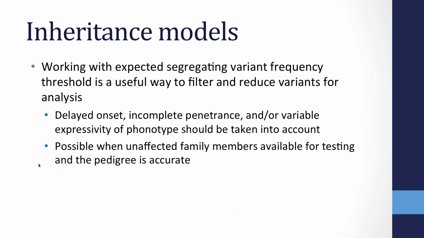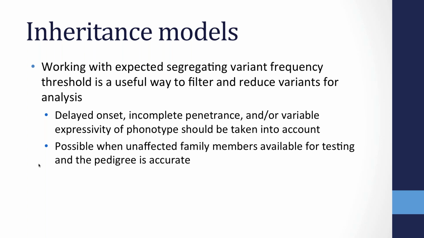One of the things to always think about is segregation, and that is, if you have a variant that you're interested in, does it segregate appropriately within the family? Working with segregating variant frequency is another useful way that you can filter and reduce variants for analysis. This is obviously only possible when you have other family members that you can compare to, parents and/or siblings or other affected family members. And of course it can throw you off, because things like delayed onset, incomplete penetrance, and variable expressivity of the phenotype should always be taken into account when examining this type of information.